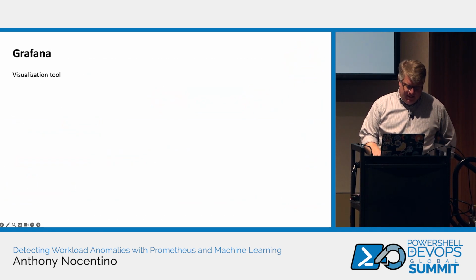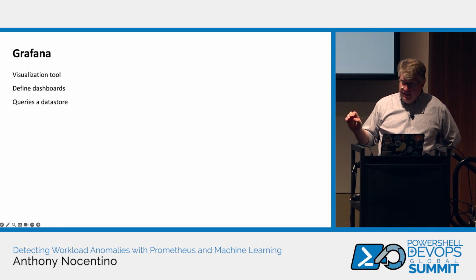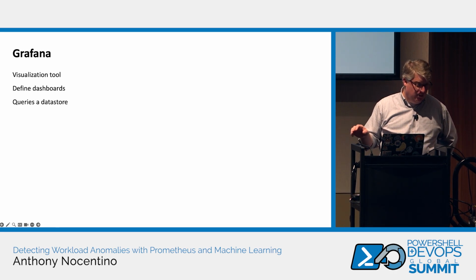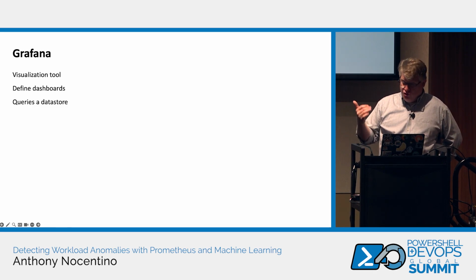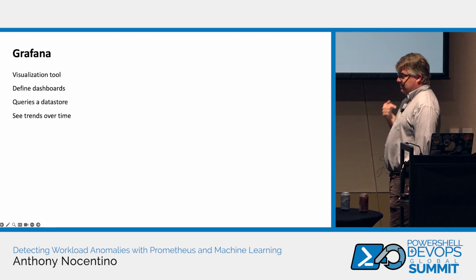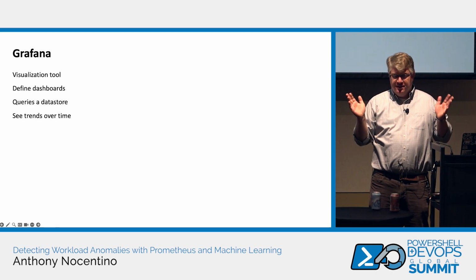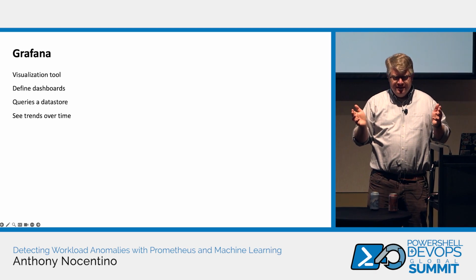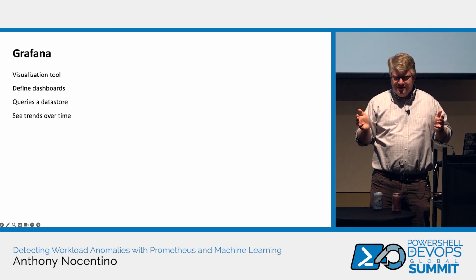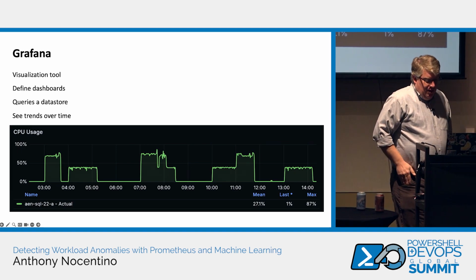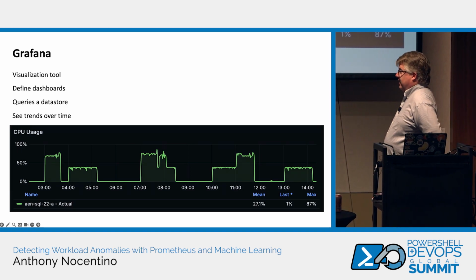On the Grafana side of the house, Grafana is a visualization tool, which is a fancy way of saying it makes dashboards. It has the job of reading the data out of Prometheus to draw the visualizations. And the real value of that is it allows us to see trends over time, because we're good at looking at pictures. What's the expression? A picture conveys 1,000 words. Anyway, so that's what we're going to get as an end result.